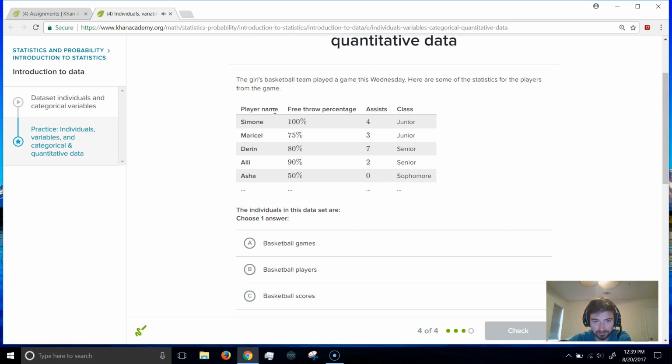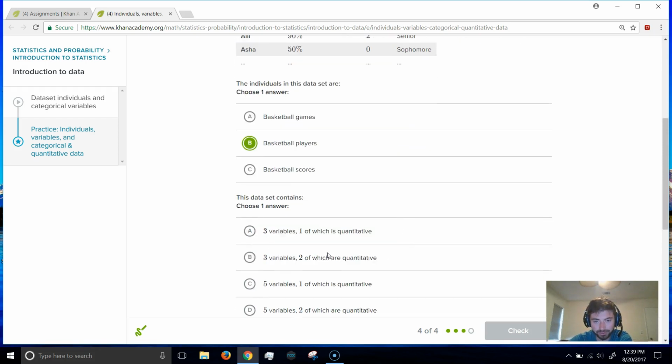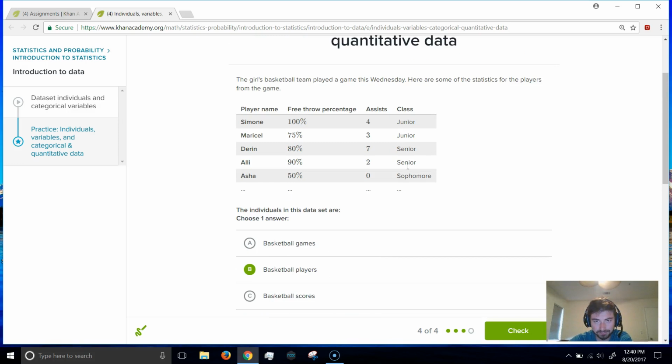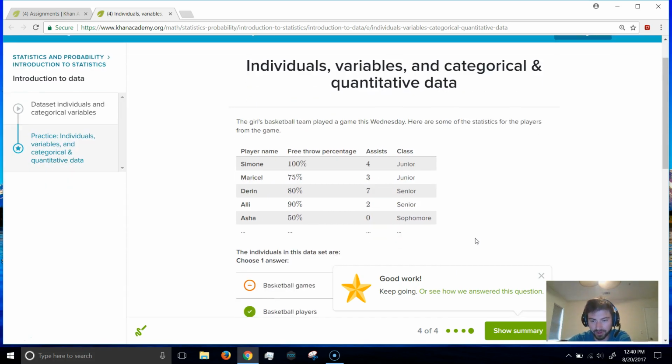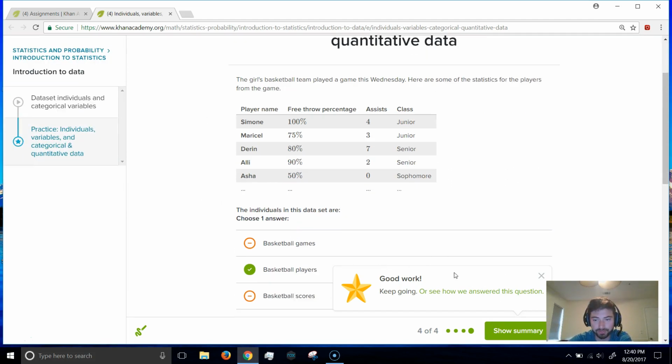Last one, player names. So basketball players. There are 3 variables, 2 of which are quantitative. 1 categorical, 2 quantitative. All right, so I hope I don't go through that too fast. You can always rewind or email me or ask me questions in class. So, but that's kind of the first one. I'm going to go through the other 3 pretty quick as well.